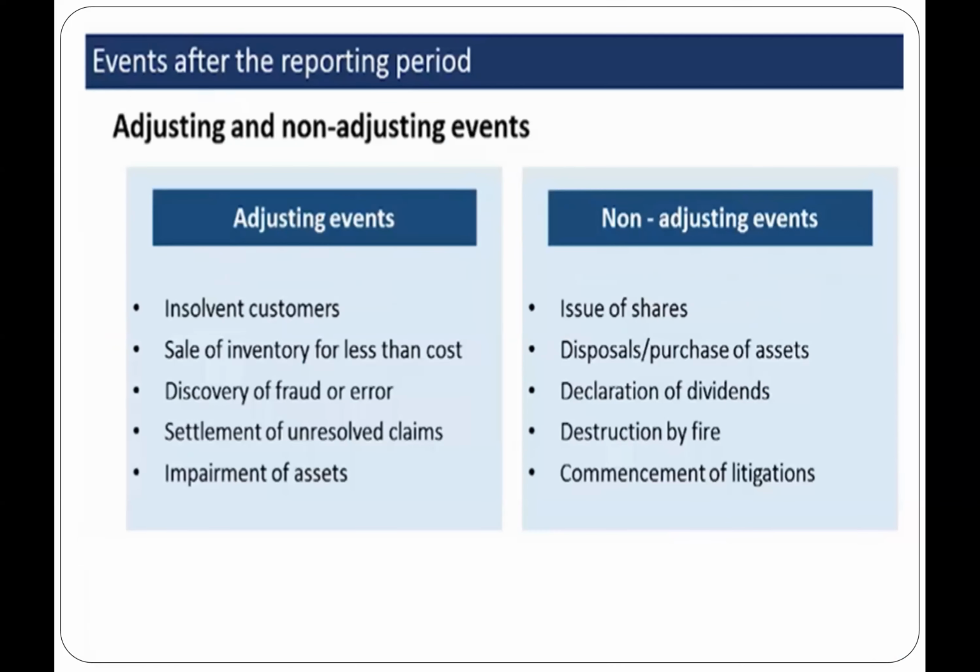So I want to look at a few examples of what events would be categorized as adjusting and which events would be categorized as non-adjusting. All right, so let's start with adjusting events. If you get information that suggests that one of your customers is insolvent or bankrupt, it means they no longer have money. So chances of them actually paying you back your money are now slim.